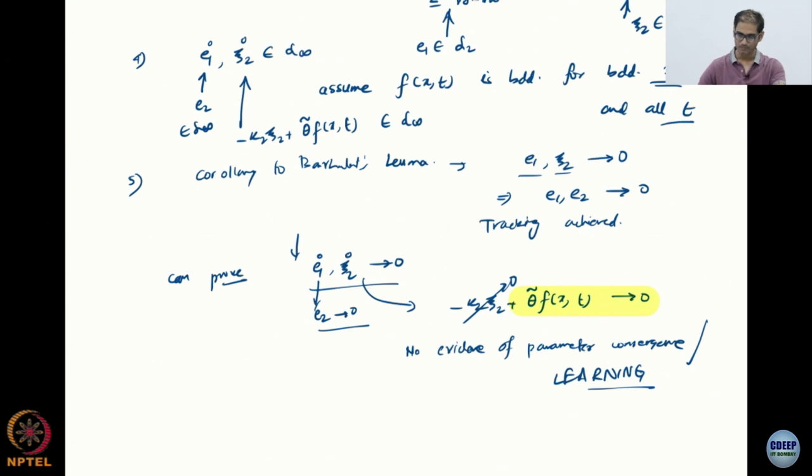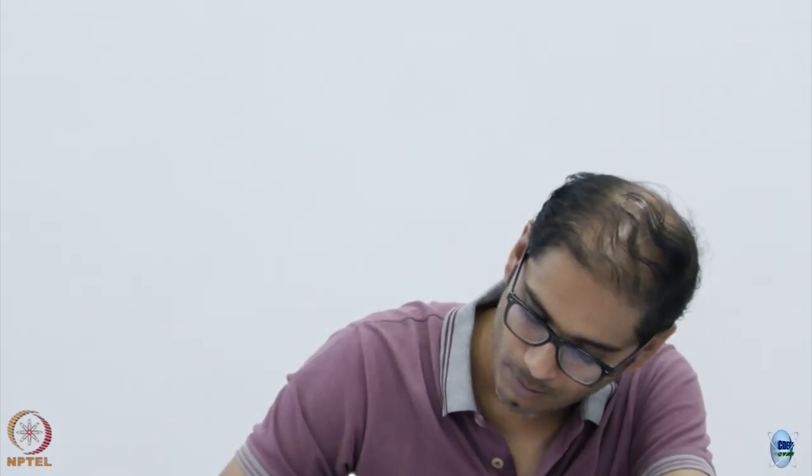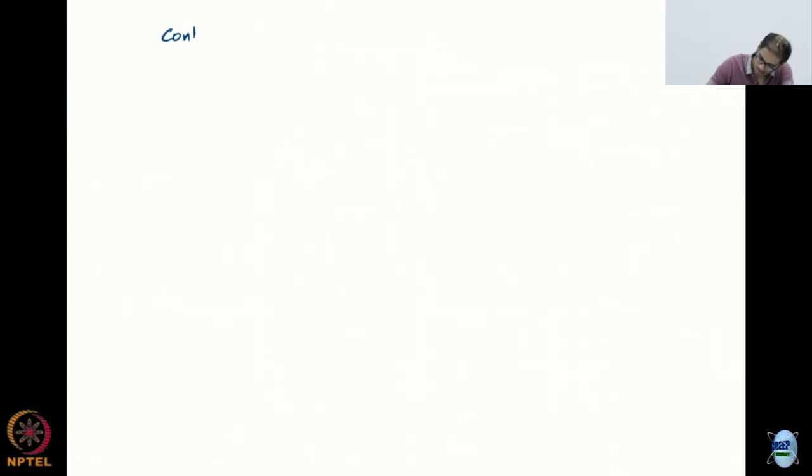So this is what we will do in terms of adaptive control. We're not going to do anything more. What I want to do is start a new topic, and that is on constraint control. We want to talk about control under state constraints.